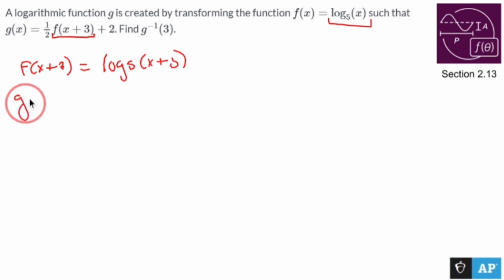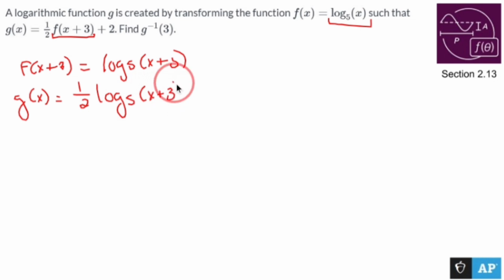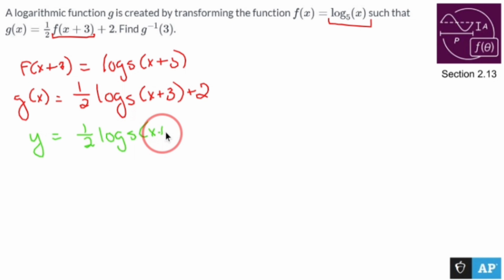Now, g of x is going to be 1/2 of f of x plus 3, or log base 5 of x plus 3, plus 2. They want me to find the inverse and then plug in 3. So this is how I find the inverse. I don't like the g of x there, it throws me off, so I'm going to rewrite this as y equals 1/2 log base 5 of x plus 3 plus 2.